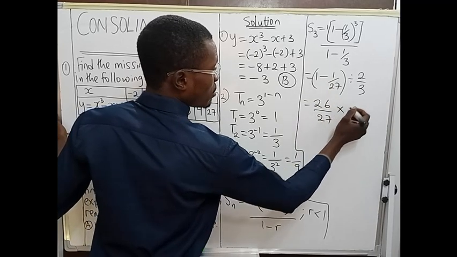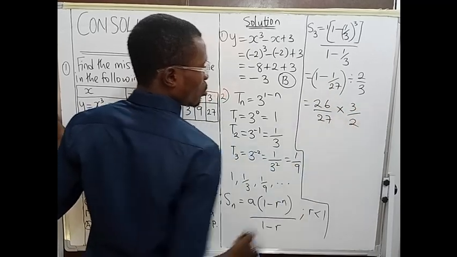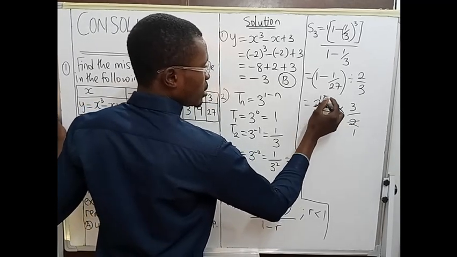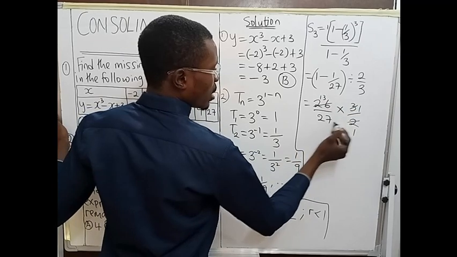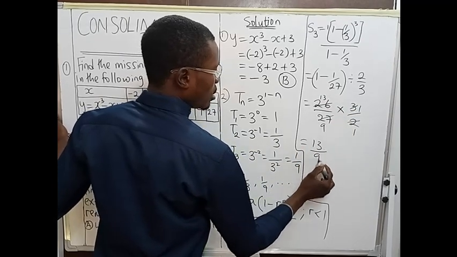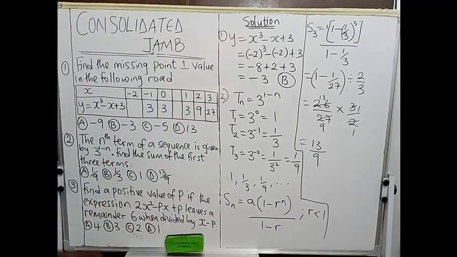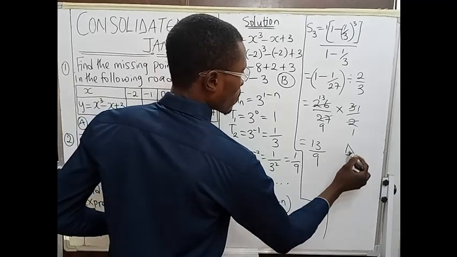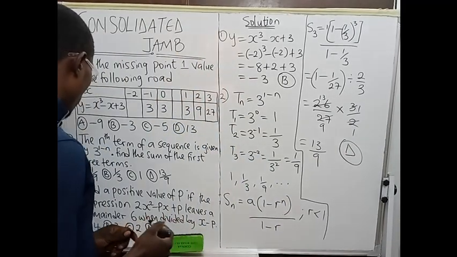Division becomes times, we have 3 over 2. We break down 26 here, 13, 2 here, 1, 27 here, 9, 3 here, 1. So we have 13 over 9. So the sum of the first 3 terms is 13 over 9. And that is given by option D.